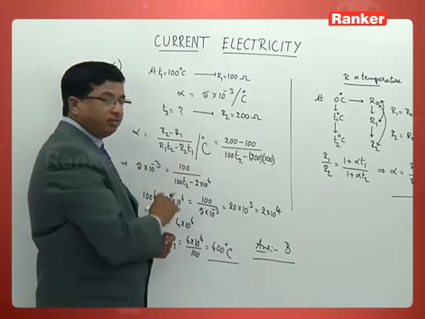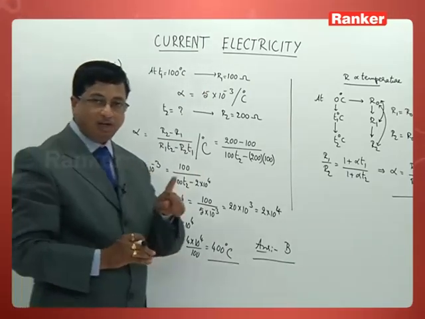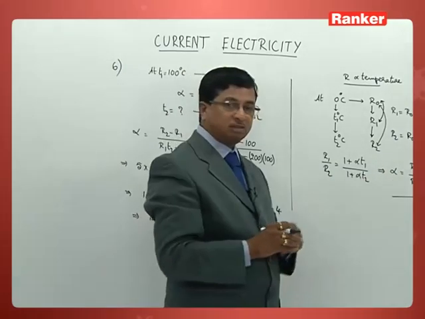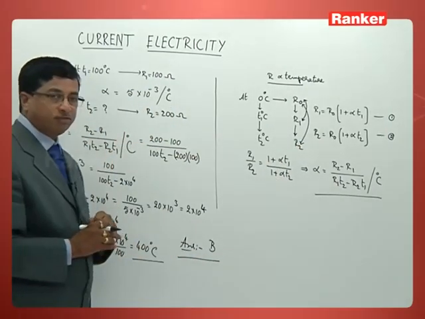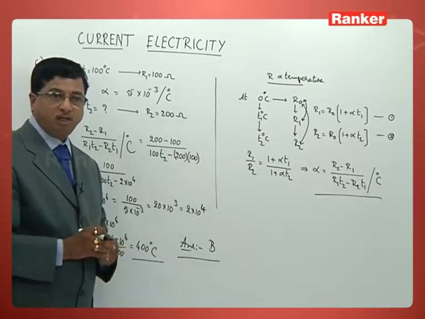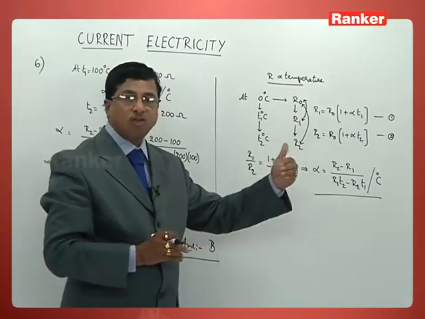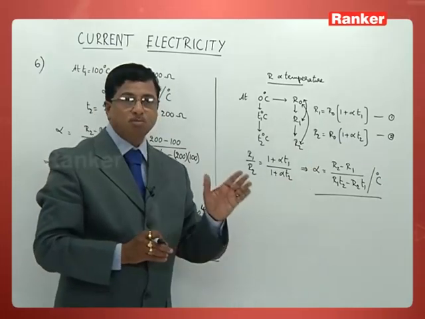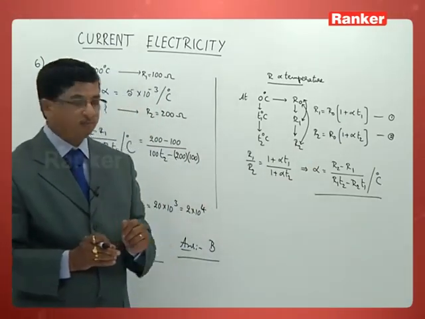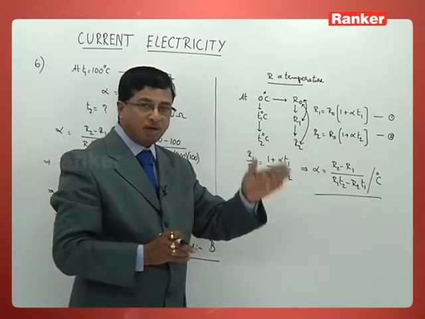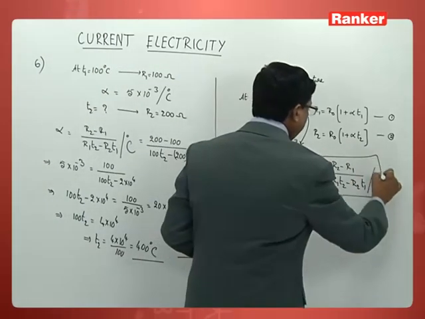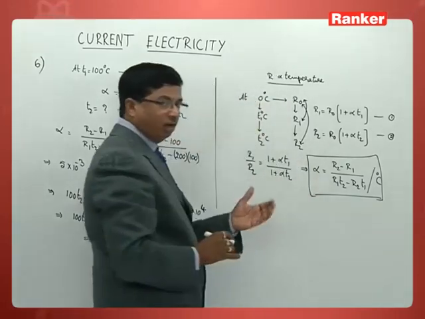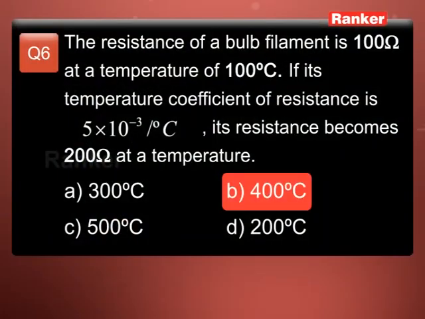But doing the problem is not a difficult task, provided you can remember this formula. This formula is the base for working out such model questions. So (R2 minus R1) by (R1T2 minus R2T1) is equal to the temperature coefficient of resistance. Its units, of course, we know, per degree centigrade is the unit of alpha. So this is the formula based on which we have just worked out this problem. So the correct answer for this one is 400 degree centigrade.